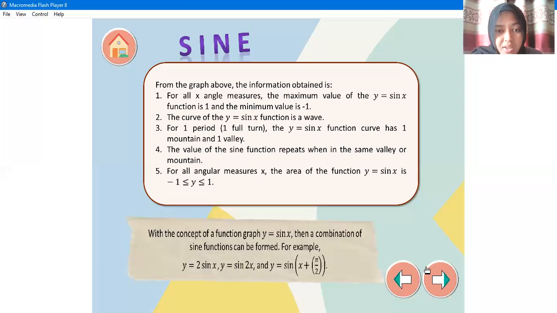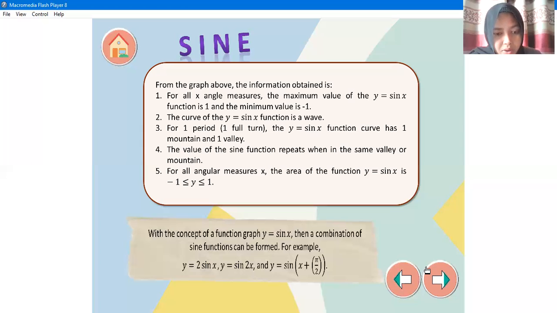The next, the value of the sine function repeats in the same valley or mountain. And then for our angle measure x, the range of the function y equals sine x is y more than or equal to -1 and y less than or equal to 1.